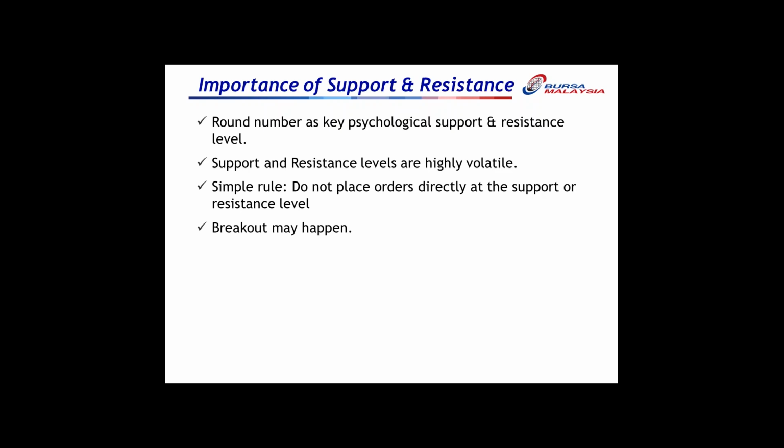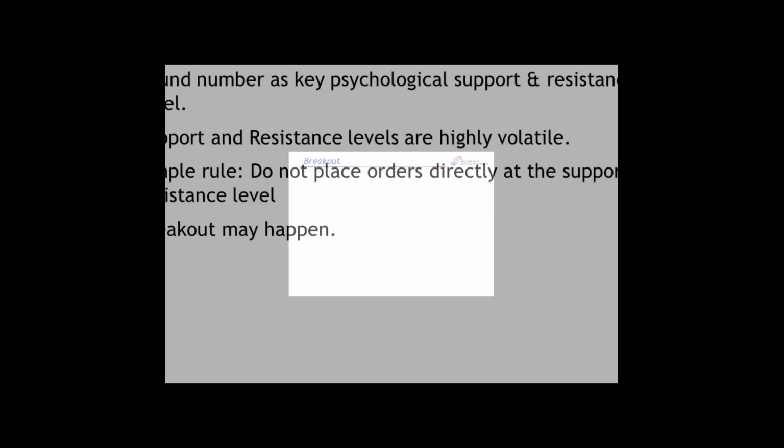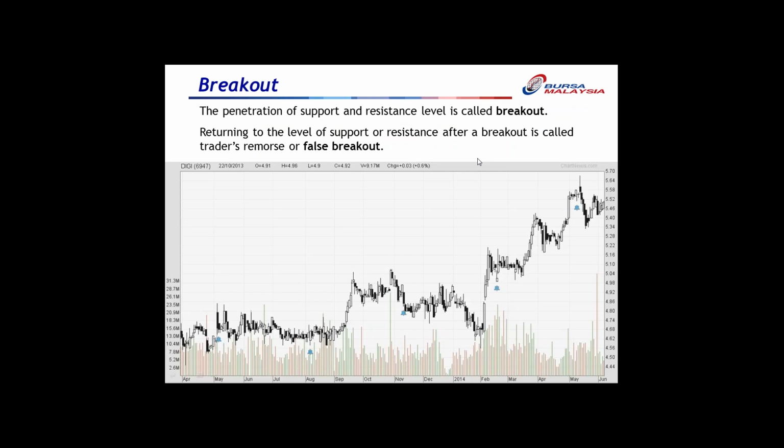The reason you don't place orders at the support or resistance level is because a breakout may happen. Okay, what is a breakout? A breakout is the penetration of a support or resistance level. Returning to the level of your support after a breakout is called trader remorse, or a false breakout.